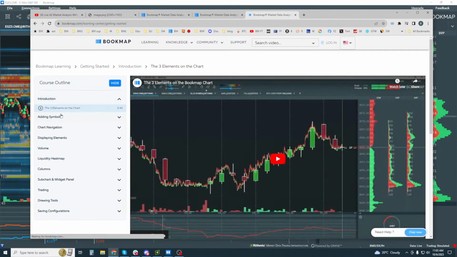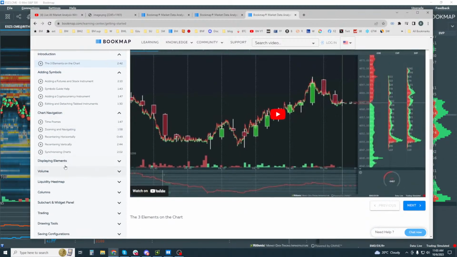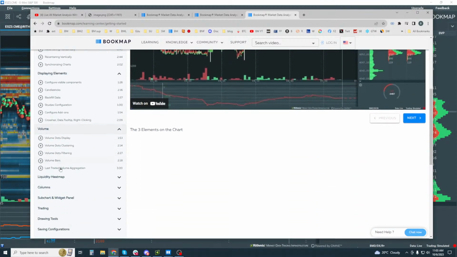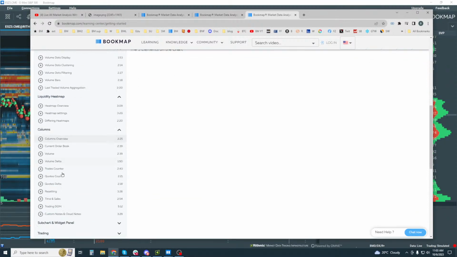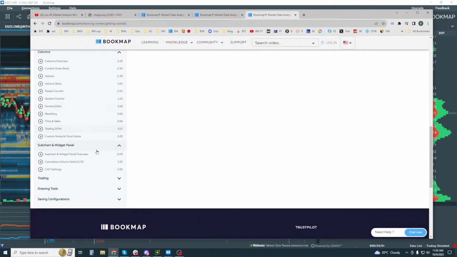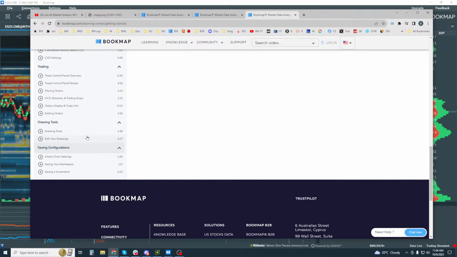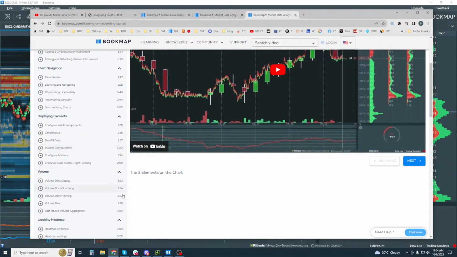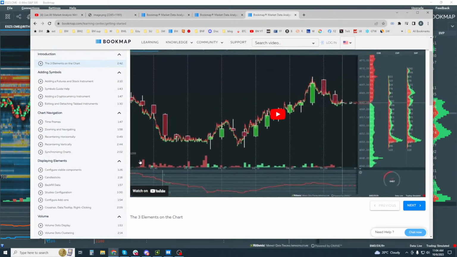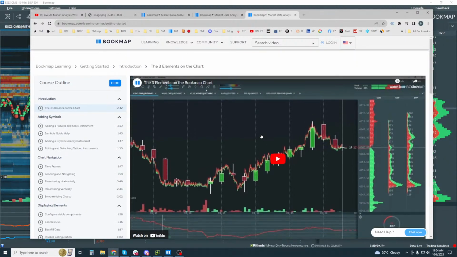This is a small course on Bookmap. It starts with 3 elements on the chart, how to add symbols, how to navigate your chart, how to display elements, then talks about volume, liquidity, heat map, the columns, many on the columns, the subchart, how to trade, use the trading features in Bookmap, the drawing tools, and then saving and configuring charts. All right, so they're very short videos, but they're very informative, and it'd probably take about an hour and a half to go through them all, but you don't have to go through them all. You know where the resource is, so if you have a question about something, you can probably find it here.